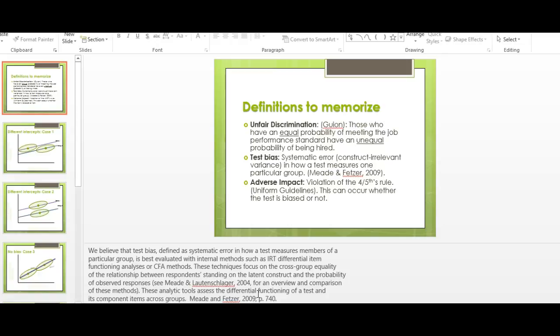So if a test is not biased and AI is still occurring, we are technically not legally obligated to change our test or to do something else with our selection process. However, we as the organization may want to voluntarily do some things differently to reduce that AI. And so I'll talk about some of that as we go through.